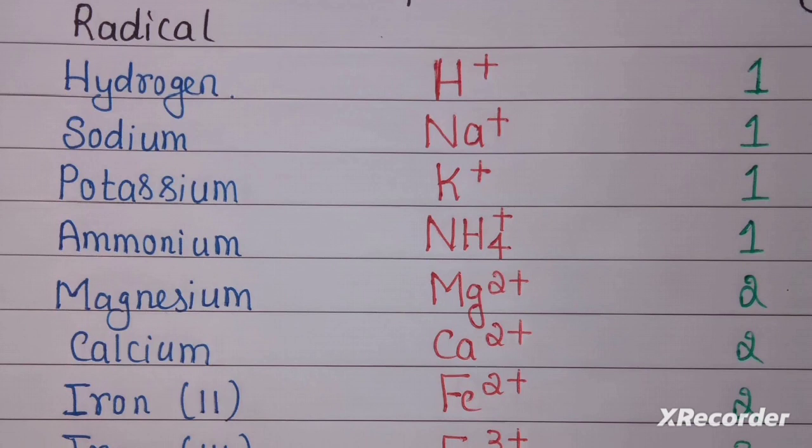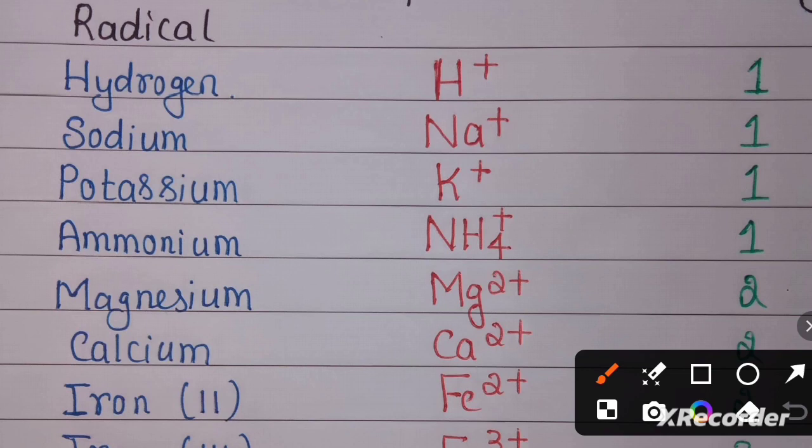Now, the charge on these ions represents its valency. For example, if you take hydrogen, it is represented as H plus, because hydrogen's atomic number is 1 and its electronic configuration is also 1. So to attain stability, hydrogen loses one electron. Because of that, it possesses one positive charge. Hydrogen ion possesses one positive charge, that makes its valency 1.